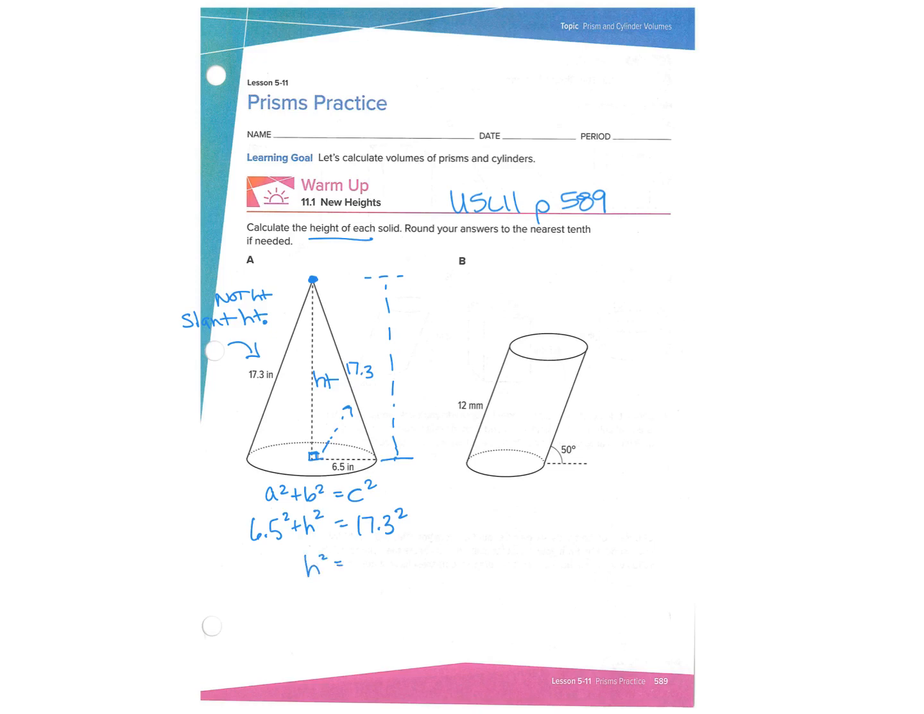h squared, once you do your math correctly, should be 257.04. Let's take the square root of both sides, and we should get 16.03. Make sure you can do that on your own. Pause this video if you need to.